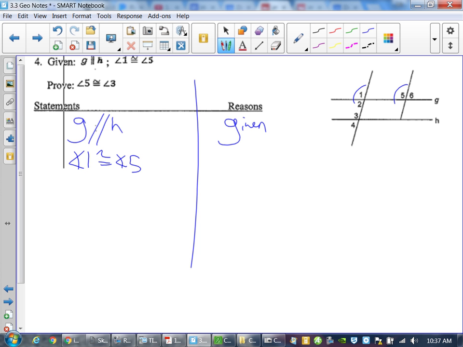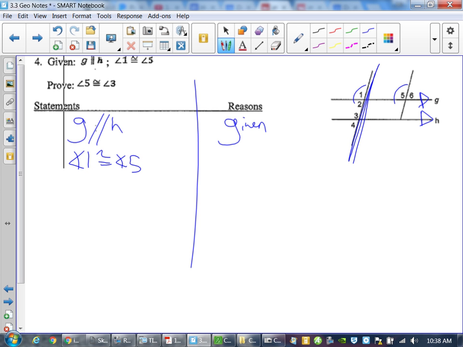So now we stop and look and see what they want us to do. They want us to prove that 5 and 3 are the same. Well, right now we have 1 and 5 being the same, and we know that G and H are parallel to one another, which means I need to look at some sort of other relationship. I've got nothing else to talk about with 5, but I do have something I can do with 1.